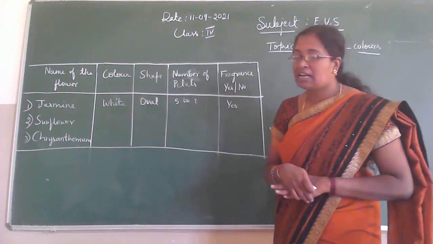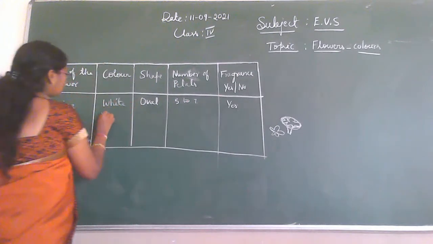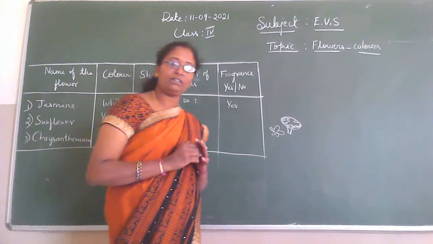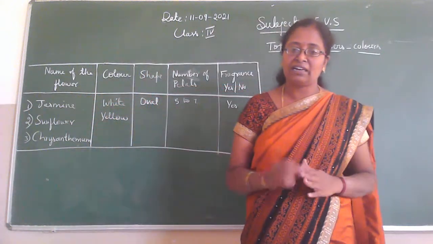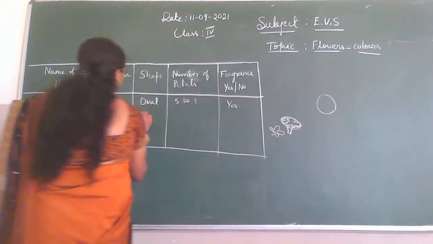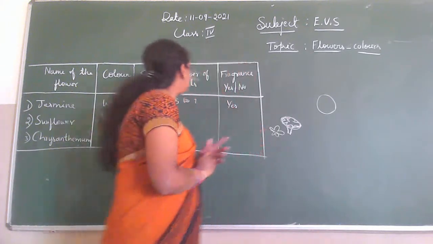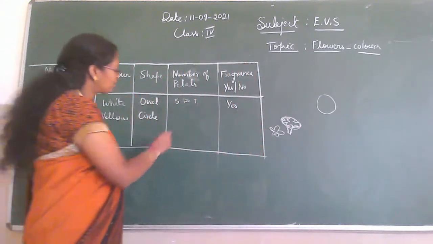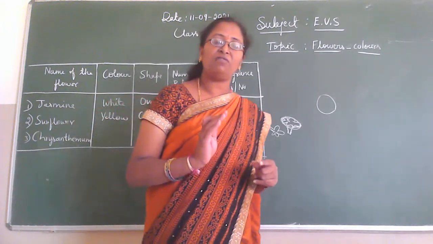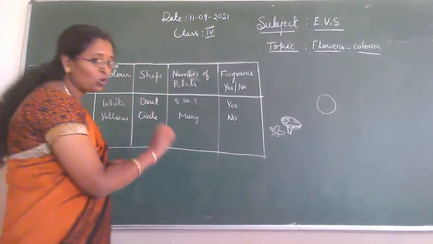What is the color of the sunflower? It is yellow in color. What is its shape? It is round, in the form of a circle. How many petals does the sunflower have? It has many petals. Its fragrance, the sunflower doesn't have any fragrance, so that's why I am writing no here.